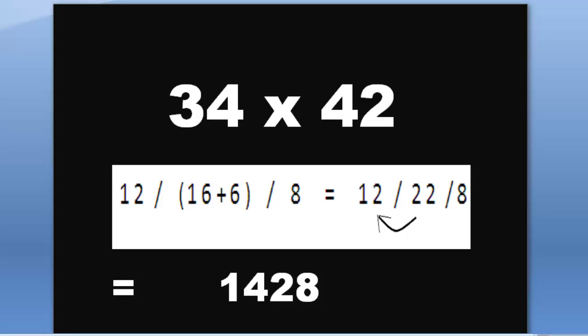So I repeat, in the hundreds place we have 12 intersections, in the tens place we have 16 plus 6 intersections, and in the units place we have 8 intersections. As mentioned before, we can't have a 22 in the tens place. So this 2 is carried over to the 12, and we get the answer as 14, 2, 8. 1, 4, 2, 8 is our answer.